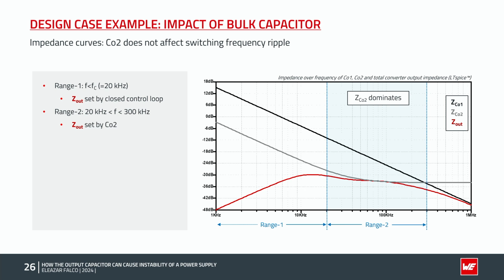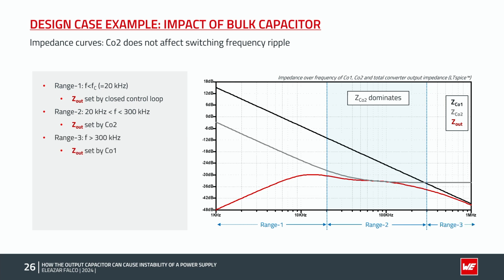Then we find a second range between 20 kHz and around 300 kHz. And we can see that in this area, the converter output impedance is actually set by the impedance of the bulk capacitor CO2. And this is because its impedance is lower than CO1 in this frequency range, and the control loop does not have enough gain above the crossover frequency of 20 kHz.